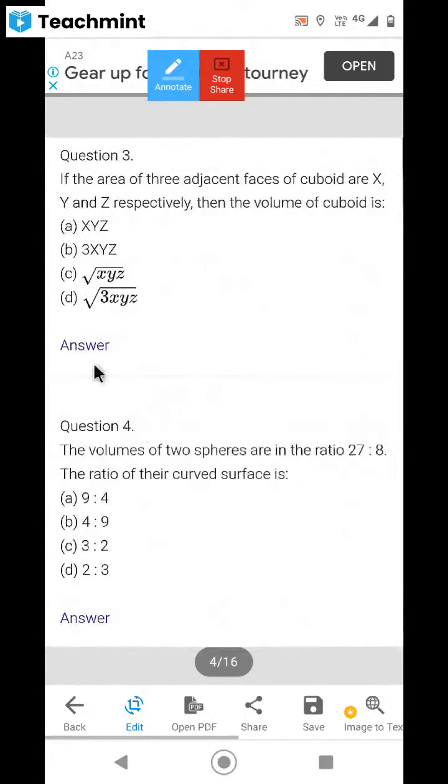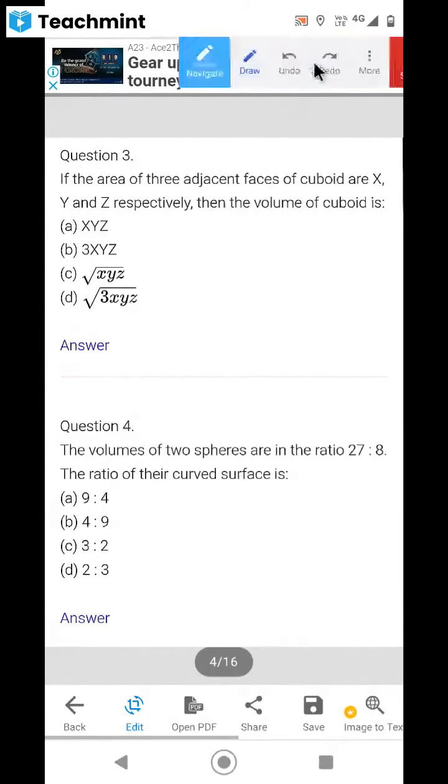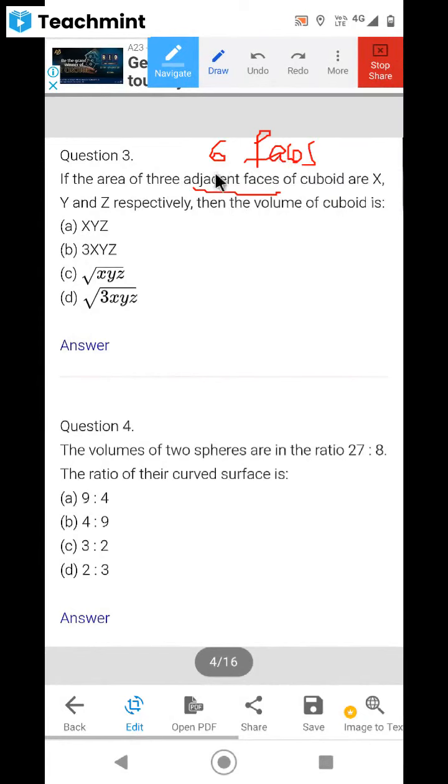Third question. If the areas of 3 adjacent faces of a cuboid are x, y, and z respectively. You understand the meaning of adjacent faces, no, dear children? A cuboid has how many faces? 6 faces are there. Adjacent faces means one after the other. One is the bottom one, another is the front one, another is the right side or left side one. They are adjacent, no? Those areas are x, y, and z respectively. Then they are asking for the volume of the cuboid.